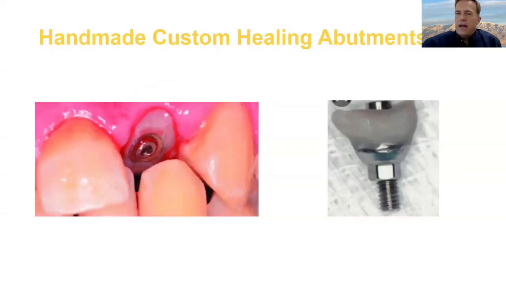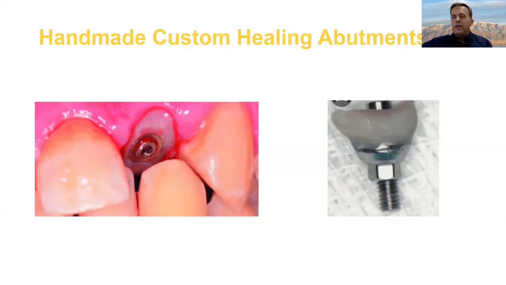Especially in the aesthetic zone, the tissue shape above the implant is going to be really important in the overall hygiene and aesthetics of our case. Now, you guys know that with a couple exceptions, most of the healing abutments that are out there are a cylinder, and there aren't that many teeth that have a cylindrical root form. So oftentimes we're going to have a mismatch between the emergence profile of our crown that we made and the emergence profile of the tooth it's replacing.